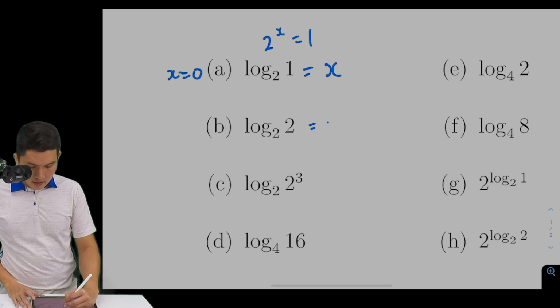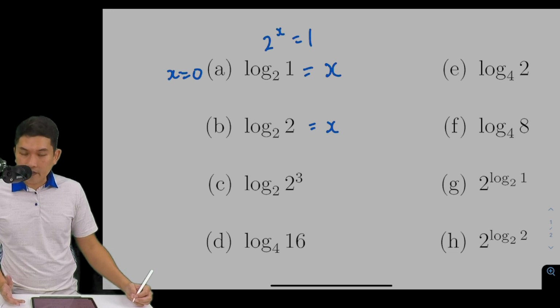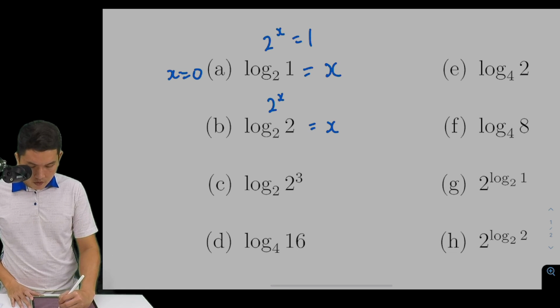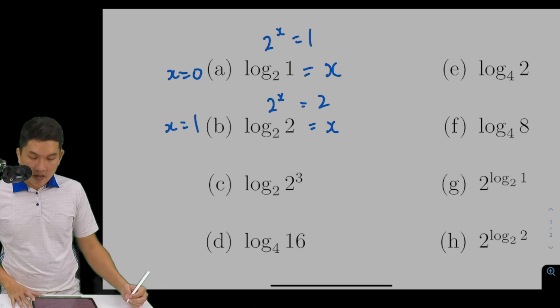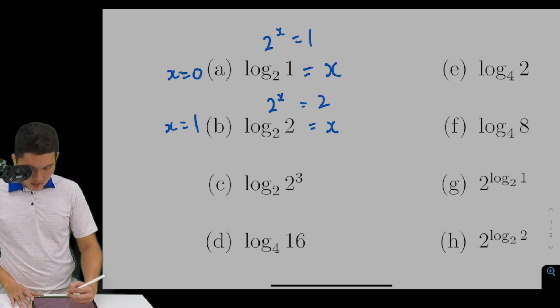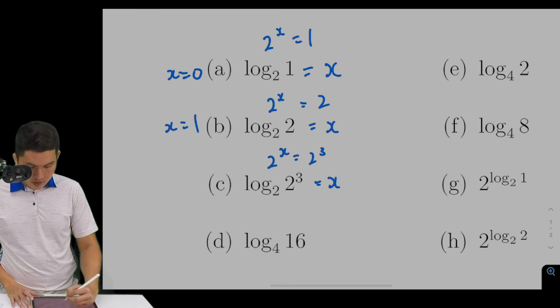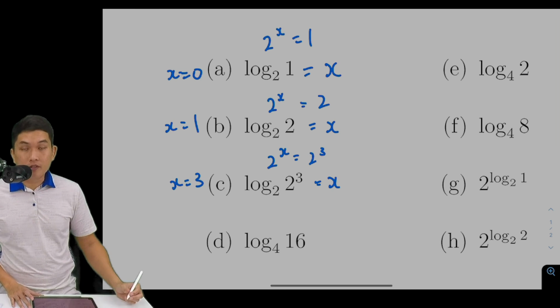Likewise for part B, let this be some exponent, which I'm going to find out. Then write it in exponential form. So x must be equal to 1. And finally for part C, let this be x. So 2 to the power x equals 2 to the power 3. x must be equal to 3.